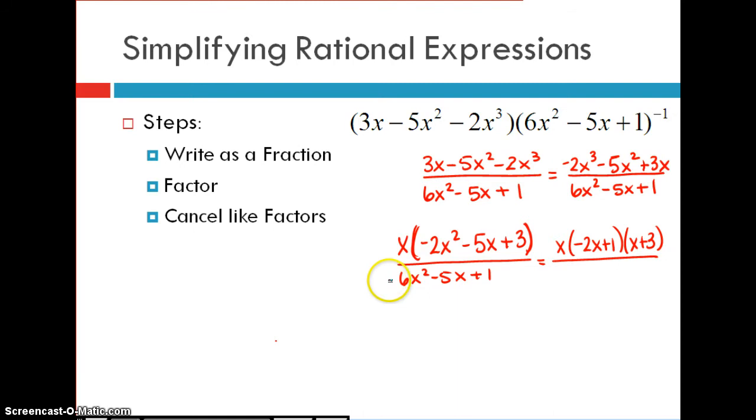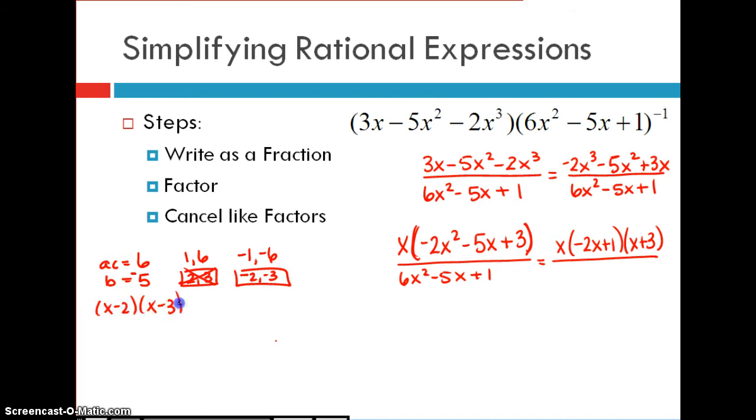Next, I'm going to factor the denominator using the AC method again. So AC for my bottom is 6 for my denominator. B this time is actually a positive 5. And again, I'm going to write out my factors, 1 and 6, 2 and 3. Or I could have a negative 1 and a negative 6, and a negative 2 and a negative 3. But I notice this is the only one that gets me to a negative 5. So I actually have to use this one. Wrote it wrong, negative 5. So I would have x minus 2, x minus 3.